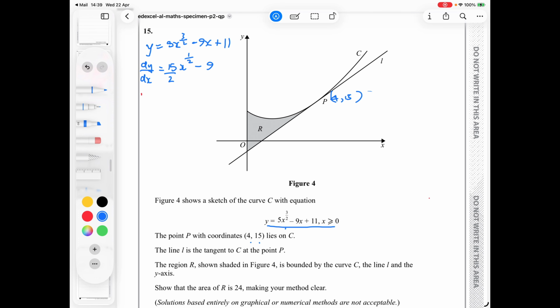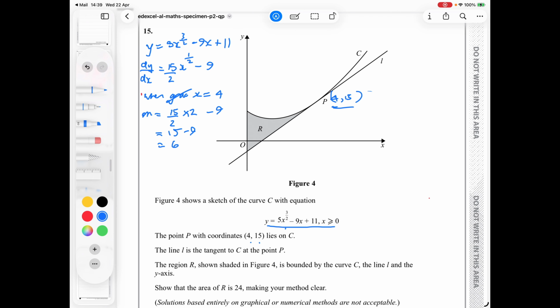So we now know that at 4 we can find out what the actual gradient of this line L is. So when x equals 4, the gradient m equals 15 over 2 times 4 to the half, which is the square root of 4, so times 2, minus 9. So that is 15 minus 9, which equals 6. Okay, so now we know one point on this line.